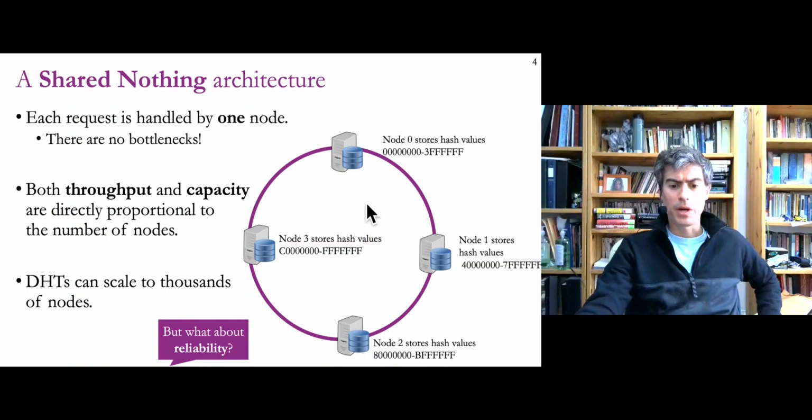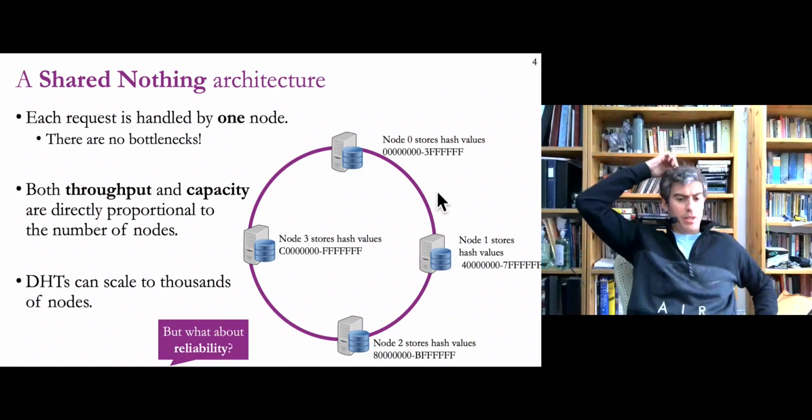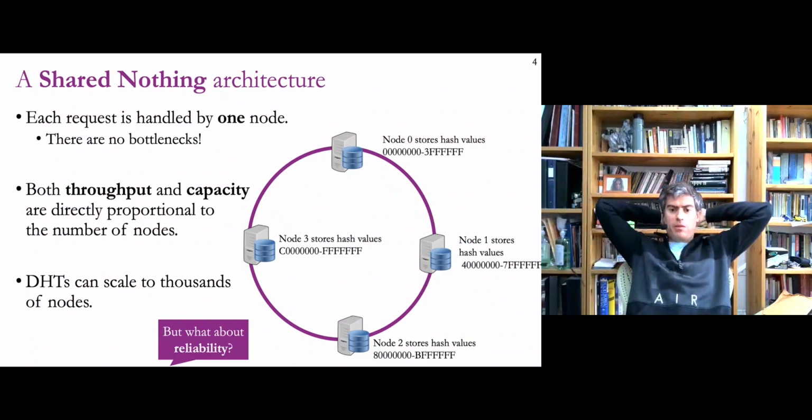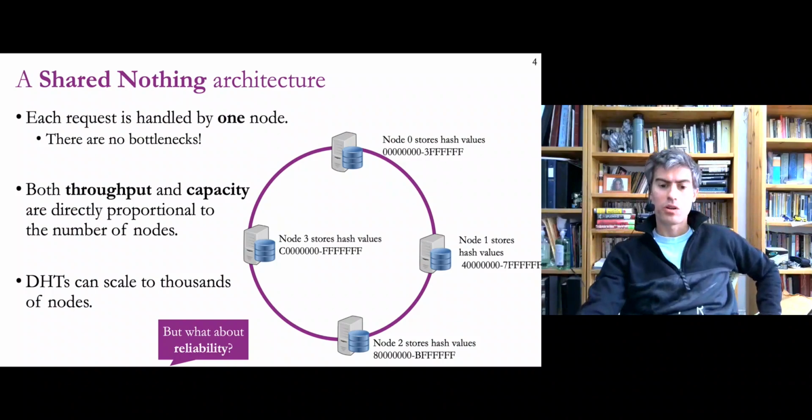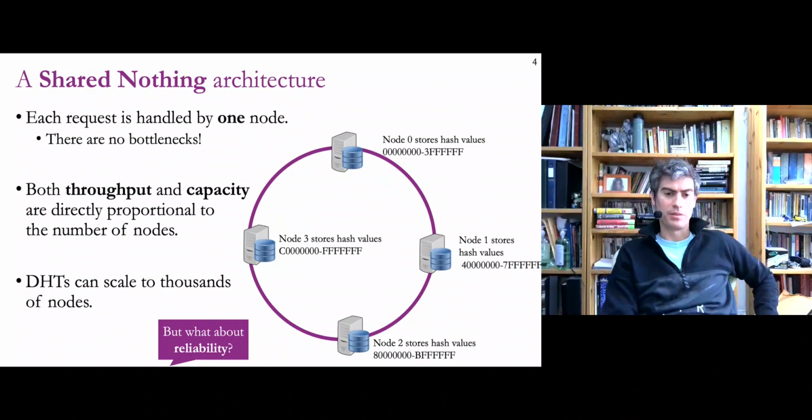Okay, but so we got good capacity and throughput with this kind of design, but what about reliability? I want you to stop and think about reliability. What kind of problems might exist for reliability, and whether we have come to a design that is better or worse than the relational database in terms of reliability. So please think about that for a minute. Pause the video.